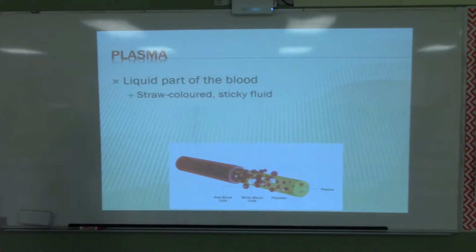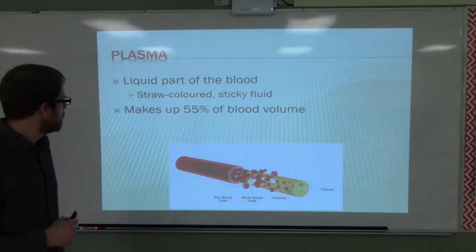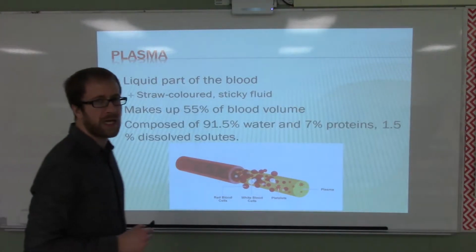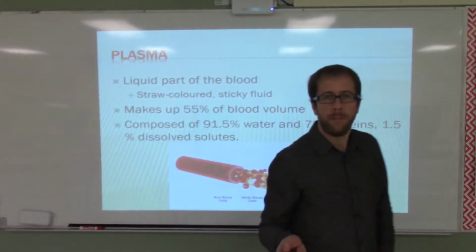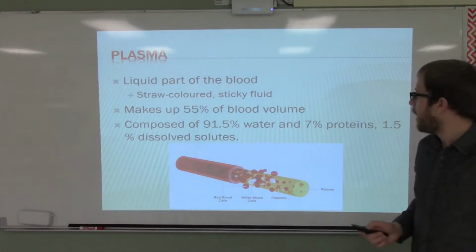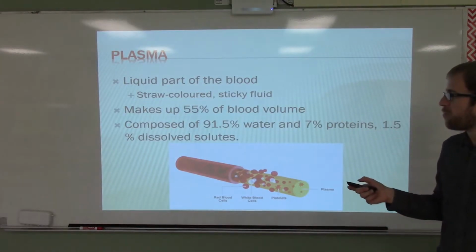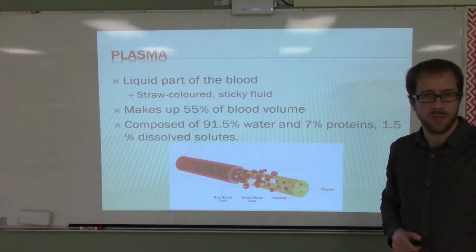Well, our plasma is straw-colored and sticky. It makes up 55% of the blood, and it's made out of mostly water, right? It's 91.5% water. It's 7% proteins and about 1.5% dissolved solutes.